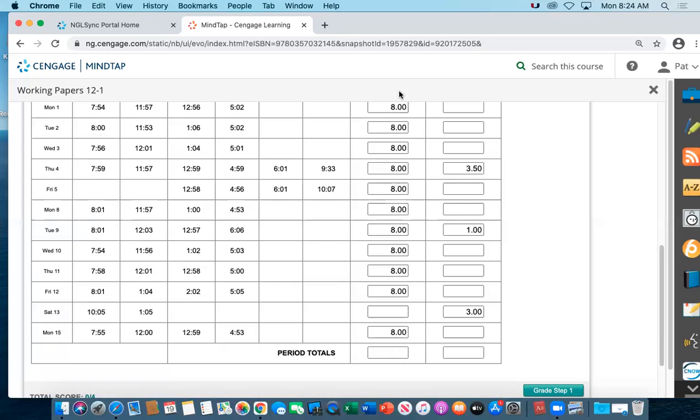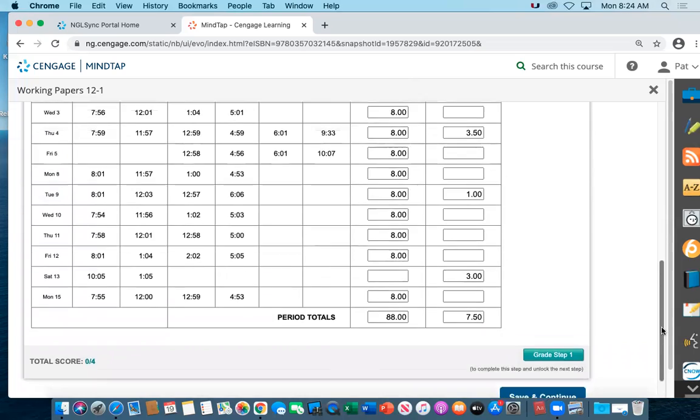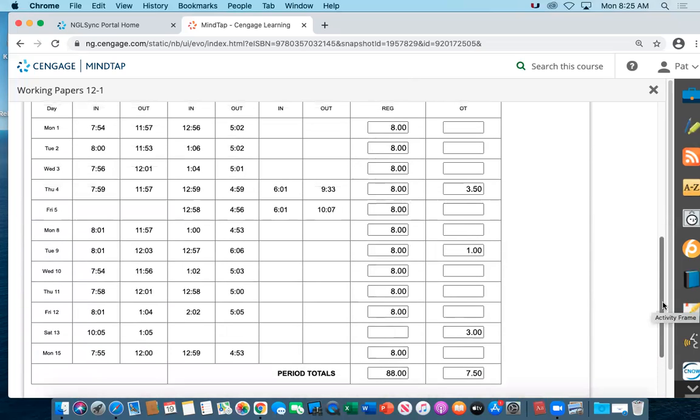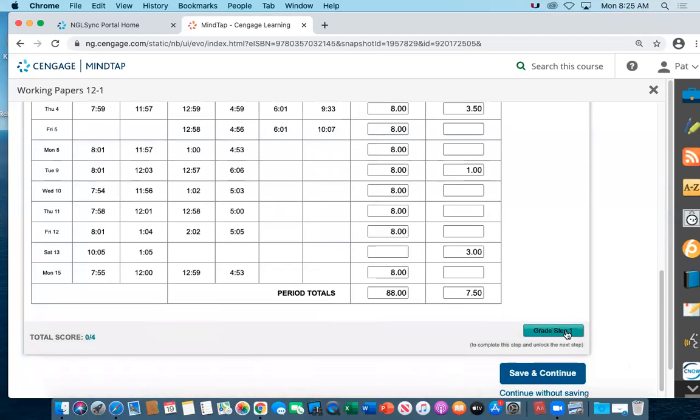So then you'd add them all up. And there is 1, 2, 3, 4, 5, 6, 7, 8, 9, 10, 11. 11 times 8 is 88. You guys don't need calculators to do this, right? 3.5 plus 1 plus 3 is 7.5. So that is your hours. You guys agree with that? 88 total hours worked, regular pay, and then 7.5 of overtime. All right.